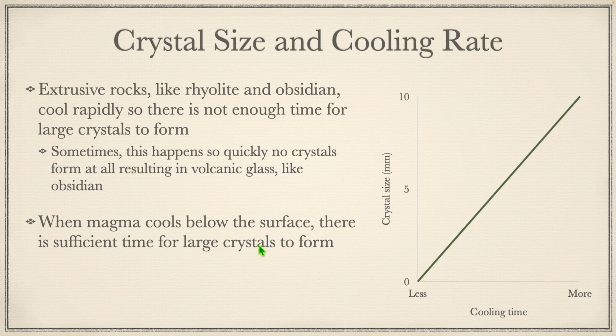When magma cools below the surface, there is sufficient time for large crystals to form. So we have sort of a generic graph here. Cooling time goes from less cooling time to more cooling time, going this way, so our time is increasing that way. Our crystal size is increasing up the y-axis here. If you have very little cooling time, there will be no crystals. It's glass. The more time that you have for crystals to form, the larger the crystals are going to be.